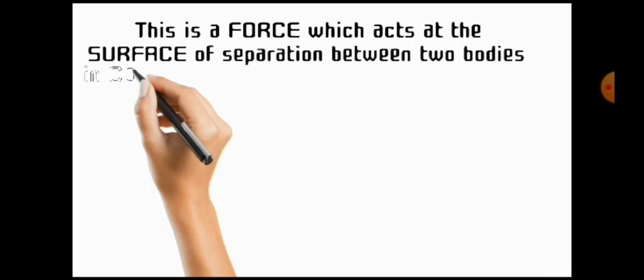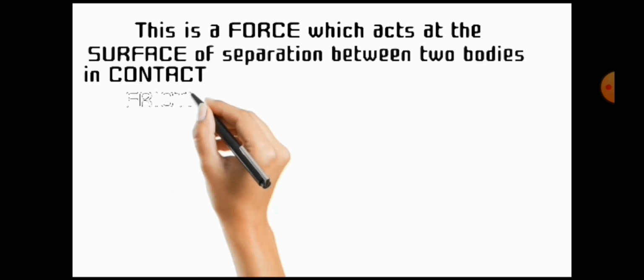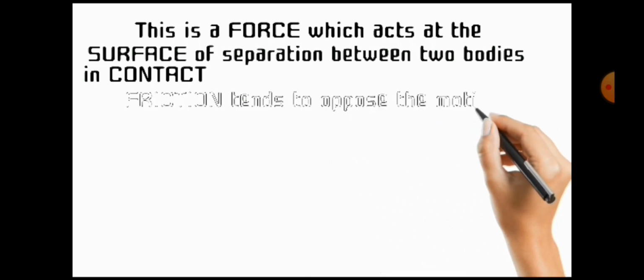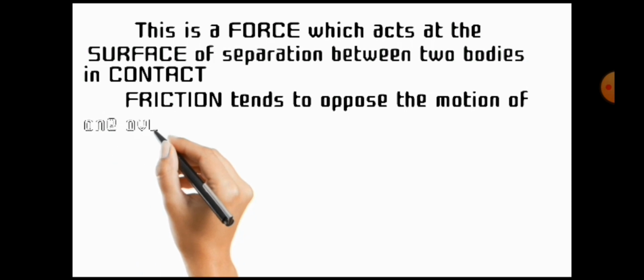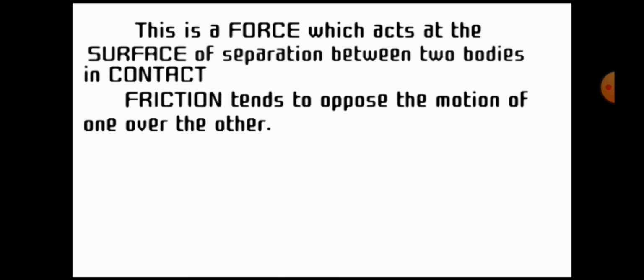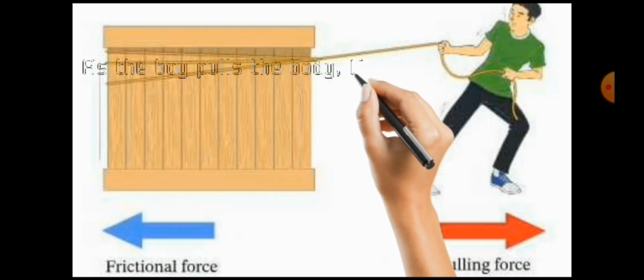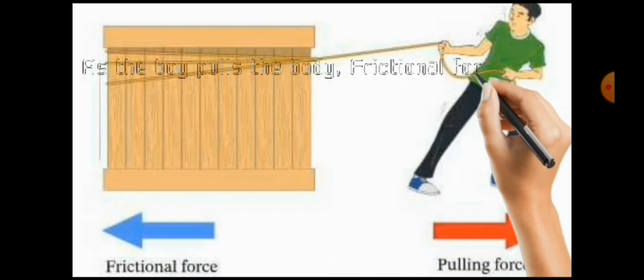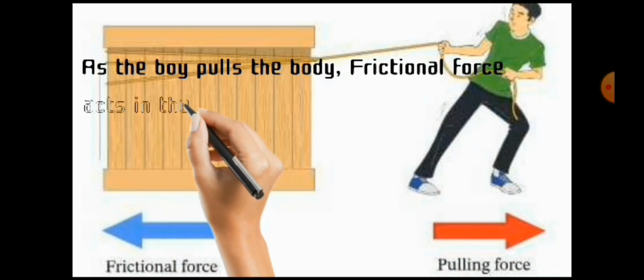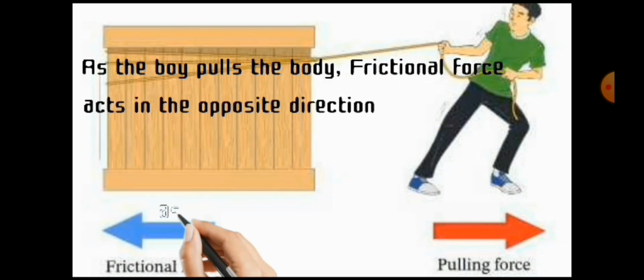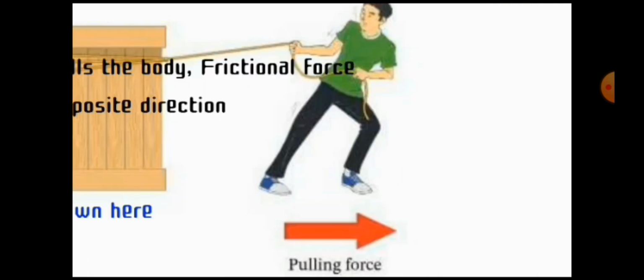So, how do we define friction? Friction is a force, that's very important, a force, and it acts at the surface of separation between two bodies in contact. And something very important is that friction opposes the motion that is producing it. It opposes motion. Now let's consider the image below. In this image, the boy is pulling the body towards the right, and there is a frictional force, shown by the blue arrow, acting in the opposite direction. That's how friction tends to behave. It opposes the motion of bodies, as shown here.